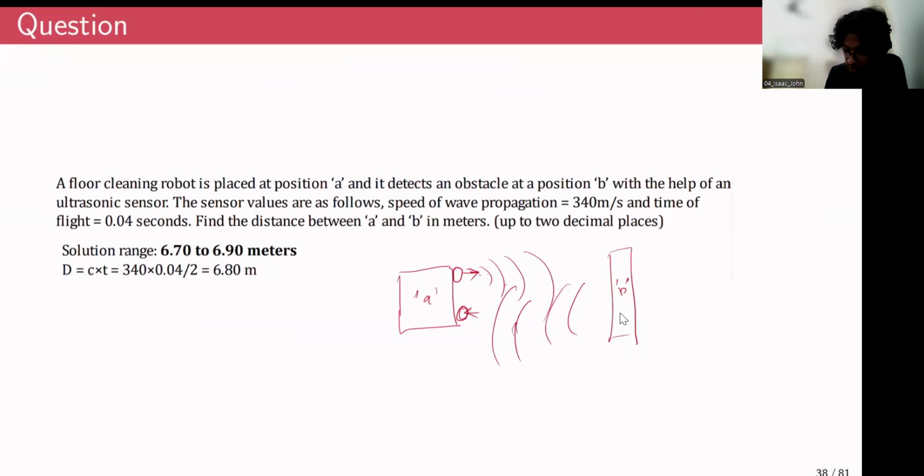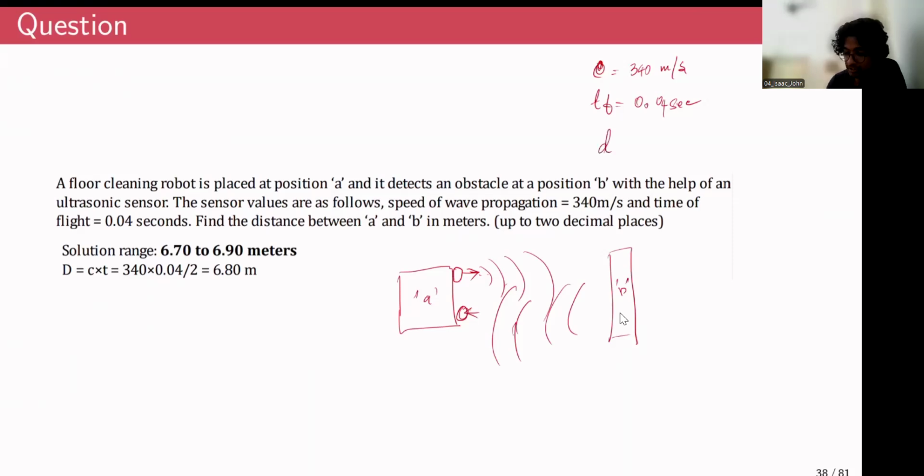All right. So the given sensor values are as follows. The speed of wave propagation is 340 meters per second. The speed of sound is given as 340 meters per second. And the time of flight is 0.04 seconds. Find the distance between A and B in meters.